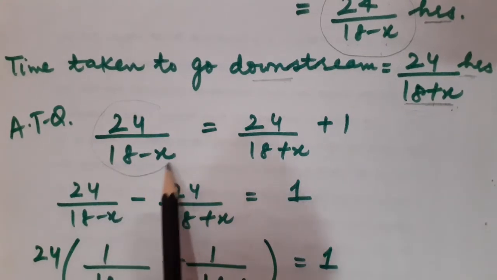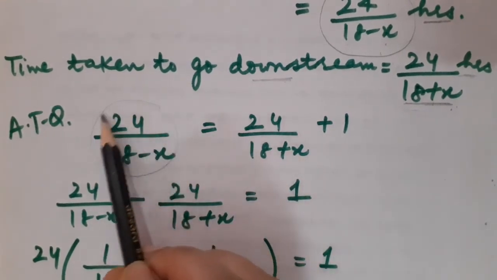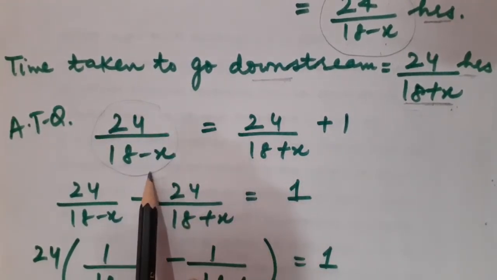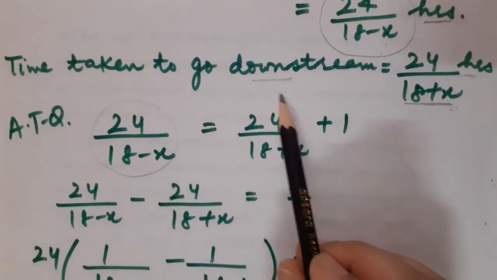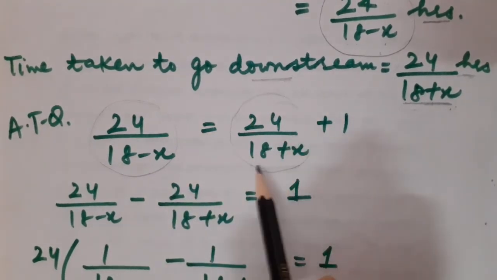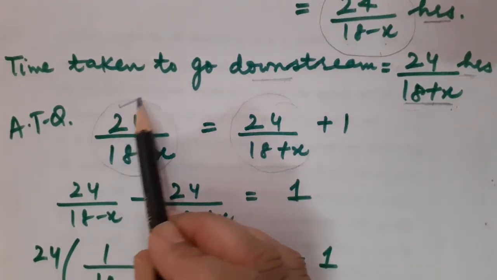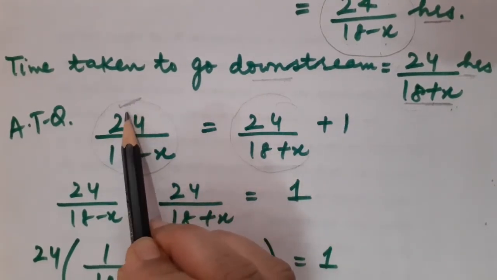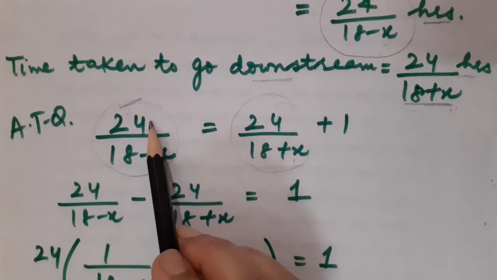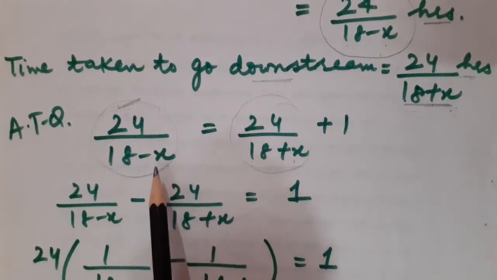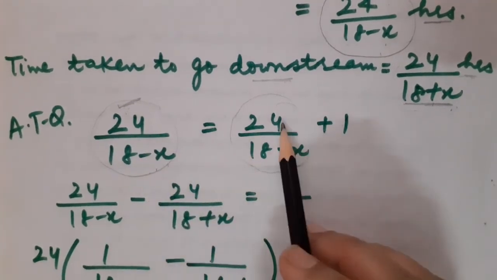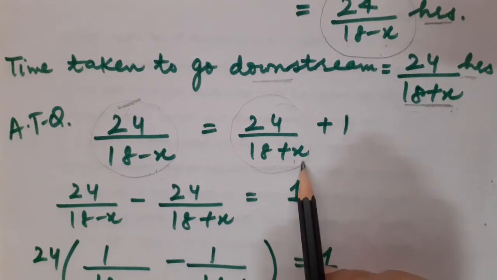So what is this? This is basically the time taken by the boat when it goes upstream. And 24 upon 18 plus x is the time when it goes downstream. So this time is 1 hour more than this time. Means 24 upon 18 minus x is 1 hour more than 24 upon 18 plus x.